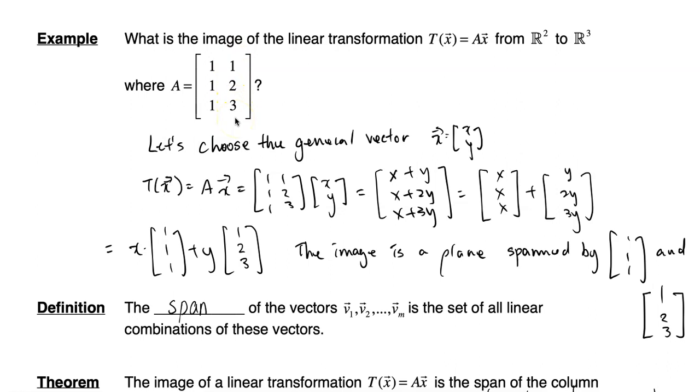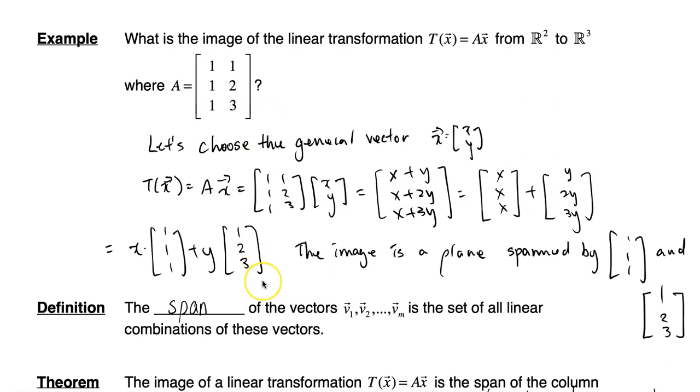So the image in this particular example is a plane that is spanned by the vectors 1, 1, 1 and 1, 2, 3. In general, what we will see in a minute is that the image of a linear transformation is the span, as we will see just below, of the column vectors of the matrix. So it is quite easy to figure out what the image is when we have a matrix, at least if we don't worry about having redundant information.